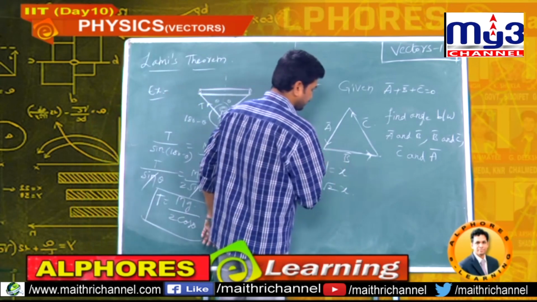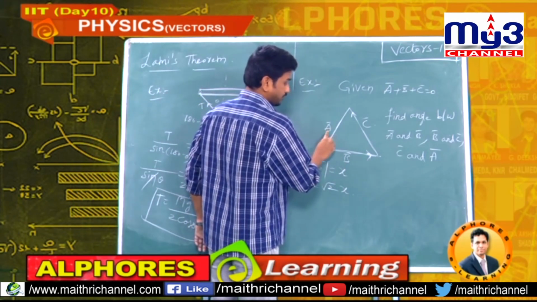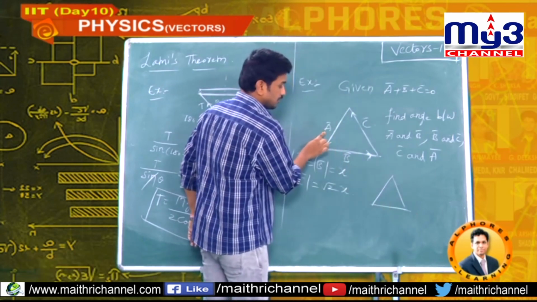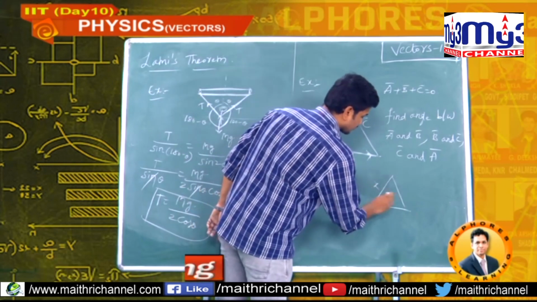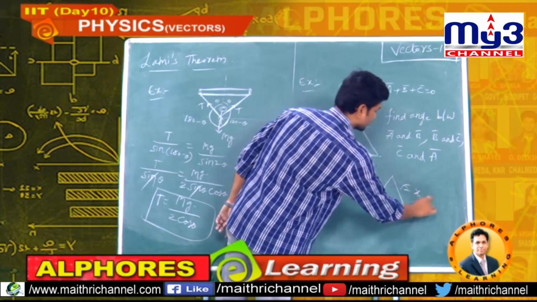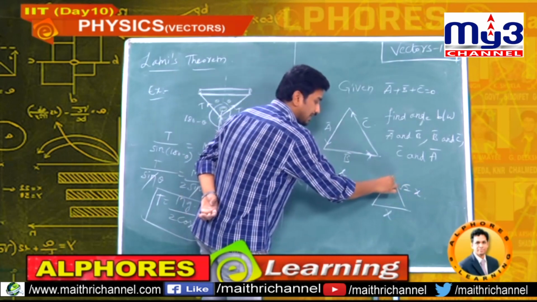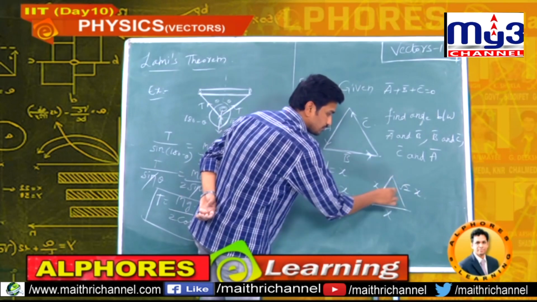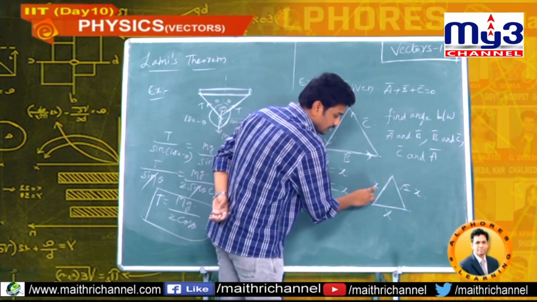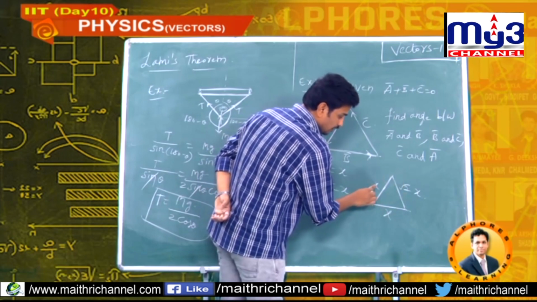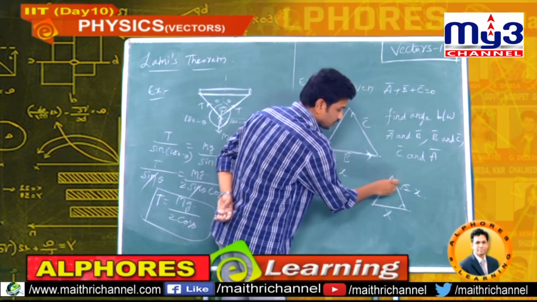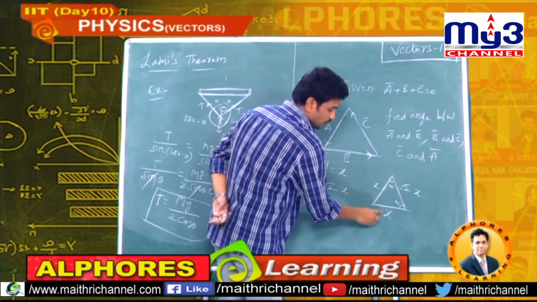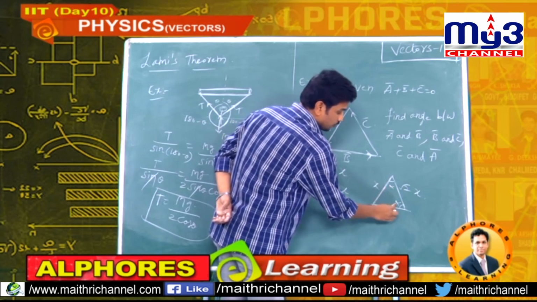Now see here, this length is x, this length is x. I am observing magnitude: x, x, and this is root 2x. I am not observing direction, here I am observing only magnitude. In this triangle, x, x, two sides are equal. Now the angles opposite to x are equal. These two sides equal, so these two angles equal.